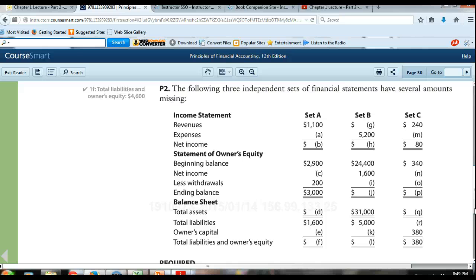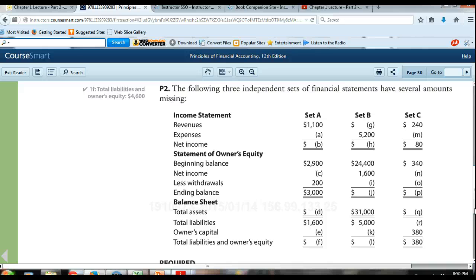We know what F is, don't we? Because if liabilities are 1,600 and owner's capital, E, is 3,000, which is the ending balance from owner's equity, what is F? 4,600. If F is 4,600, what does D need to be? D also needs to be 4,600. Remember, assets equal liabilities plus owner's equity. Make sense?